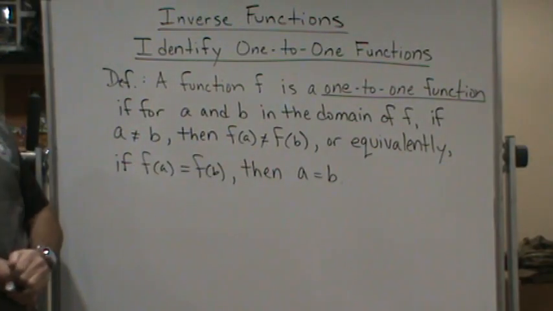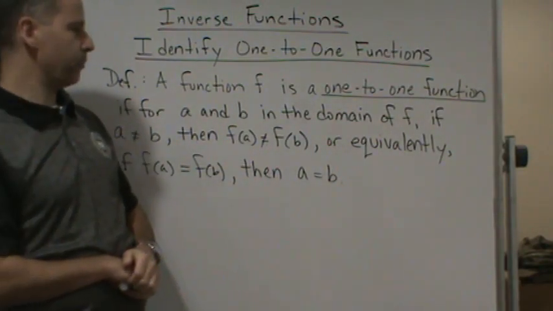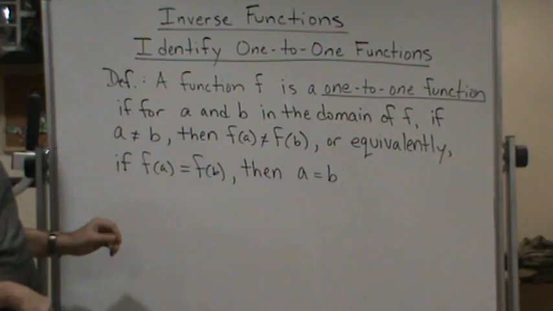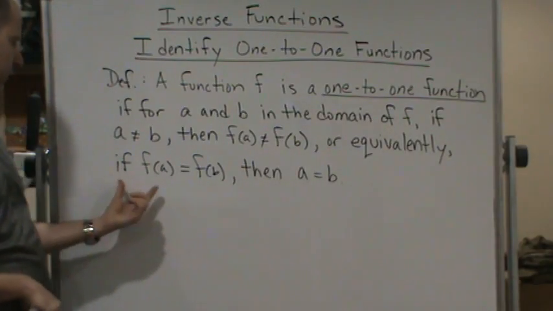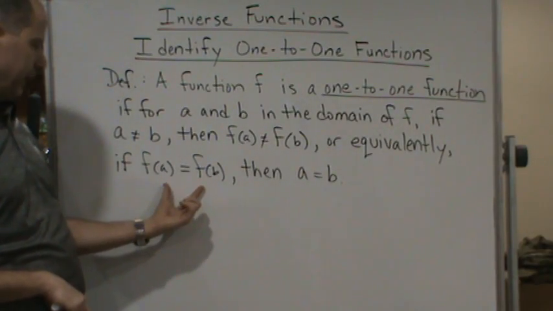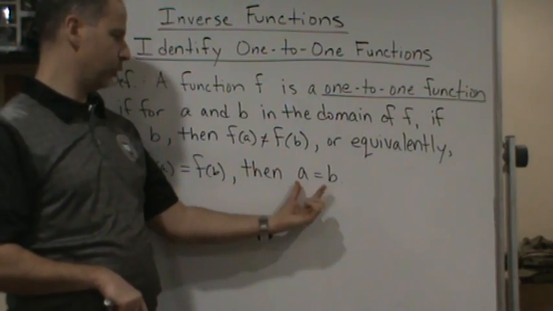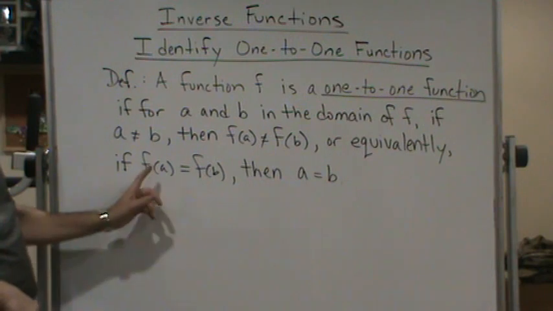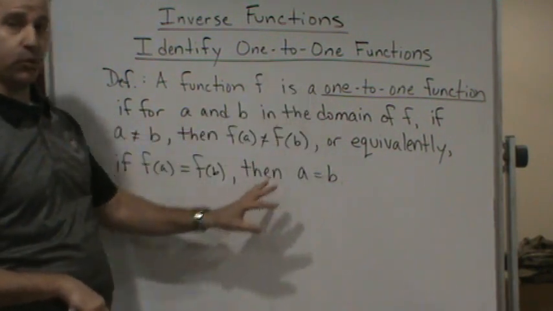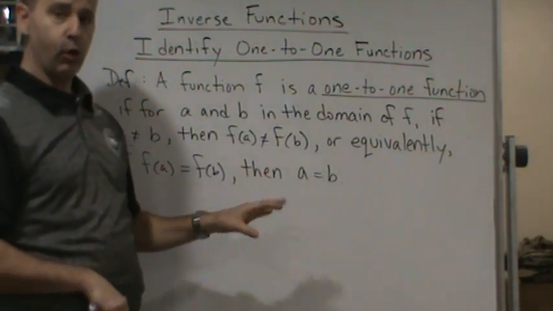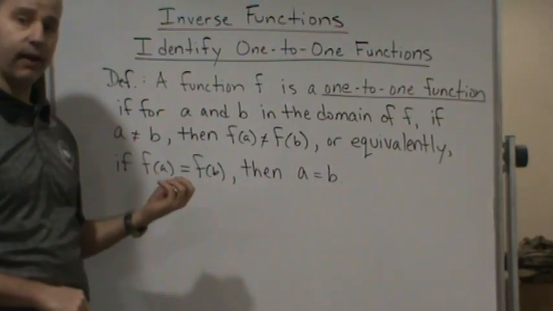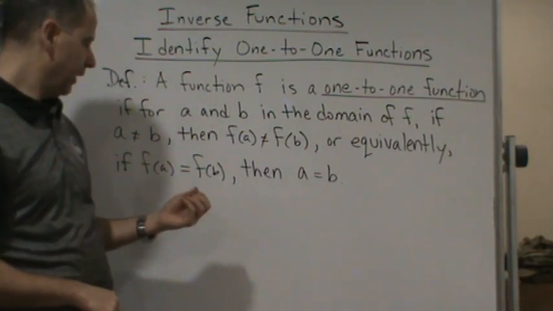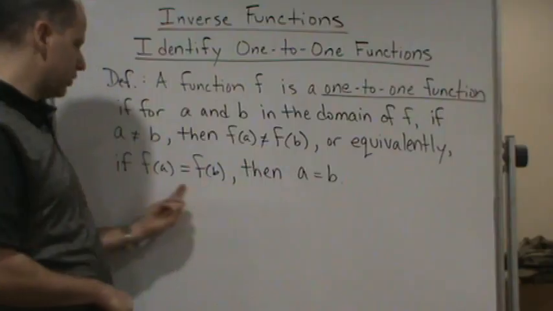Also, equivalently, we can look at what we call the contrapositive, and the contrapositive says this. We could also look at it this way: if f of a is equal to f of b, then a must equal b. And in this case, when we get into problems where we want to prove or show that a function is a one-to-one function, we will use this one.